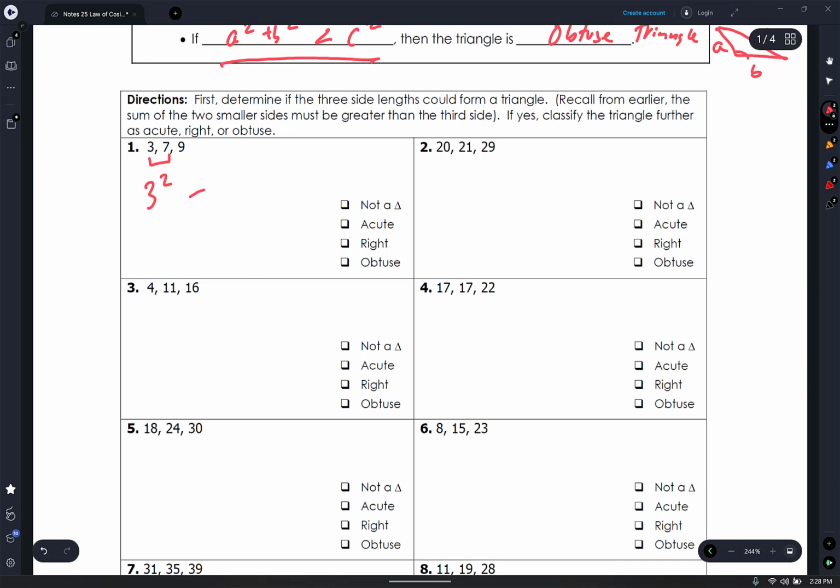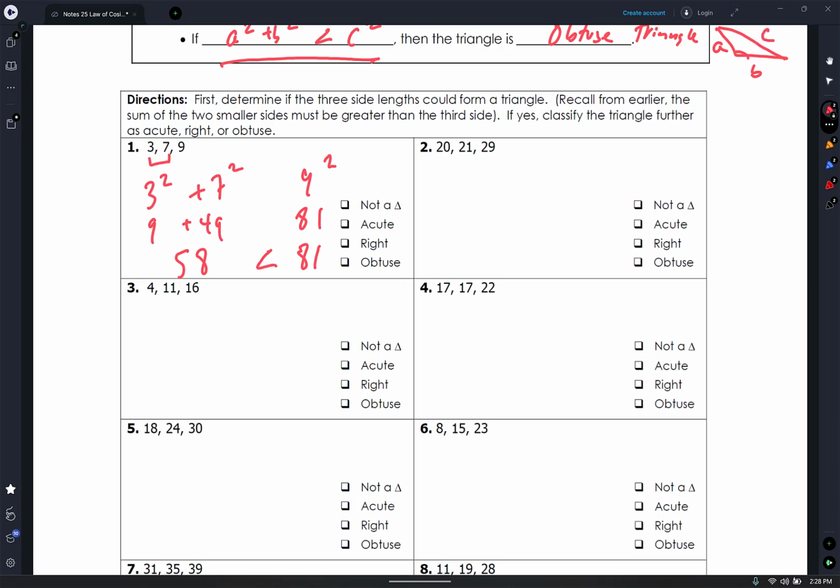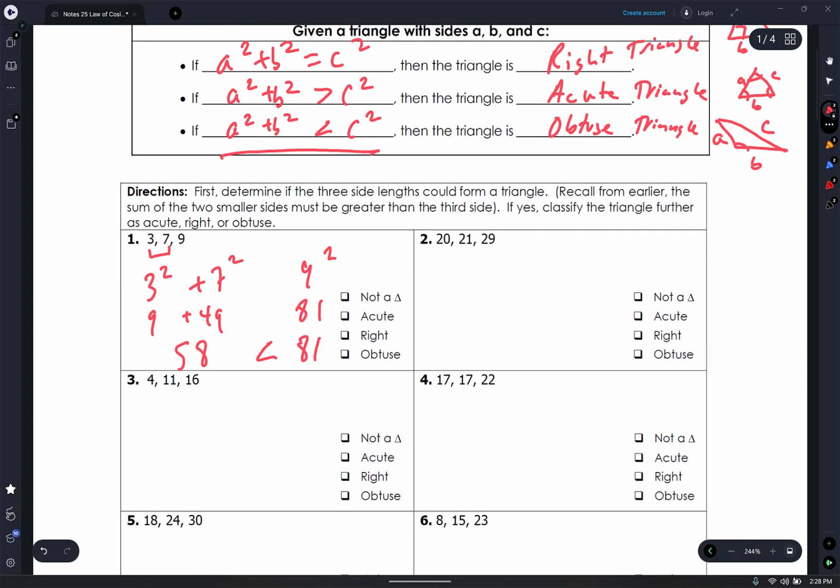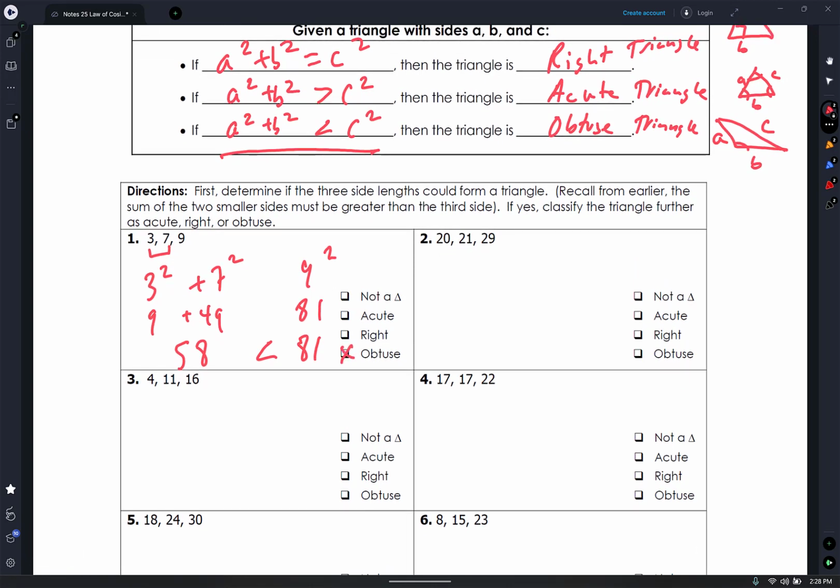I write 3 squared plus 7 squared, and then I put some space, and I write 9 squared. And I'm going to see what this is. So 3 squared is 9. 7 squared is 49. And 9 squared is 81. 49 plus 9 is 58. So 58 and 81. What's greater, 81 or 58? 81. Because c squared is greater than a squared plus b squared, what type of triangle do I have? Yes, obtuse. Sorry, I don't know why it took me a while there. Yeah, it's an obtuse.